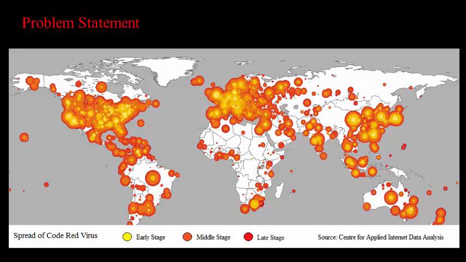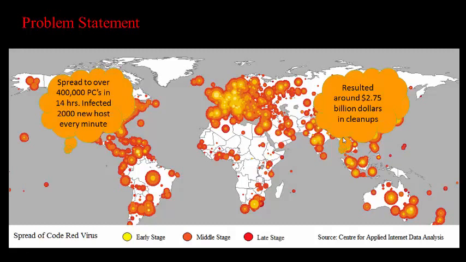So let me just start off with what motivated us to take up this project. What you can see here on the screen is the spread of the Code Red virus in different stages. The yellow is the initial stage, and then the middle stage and the late stage. It started off as a very small virus, but it spread so rapidly and caused a lot of damage. Some of the statistics are on the screen. It spread to around 400,000 PCs in about 14 hours. In its heyday, it was said to have infected about 2,000 new hosts every single minute. It caused widespread damage, almost $2.75 billion, and most of it was just in cleanup.